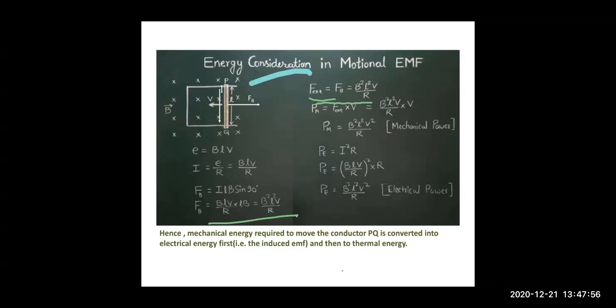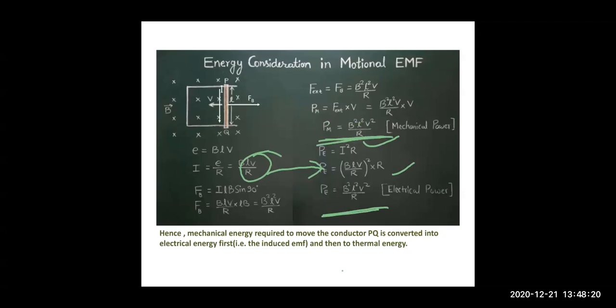Now let's calculate the mechanical power to move the conductor with the velocity v towards left. So mechanical power, we know it is force into velocity. So force into velocity is this, right? This is the mechanical power. Now if we want to talk about electrical power, so we know electrical power is I square R. So I square R, if you put the value of I from here over here, you'll get this. Now if you compare mechanical power and electrical power, they are same.